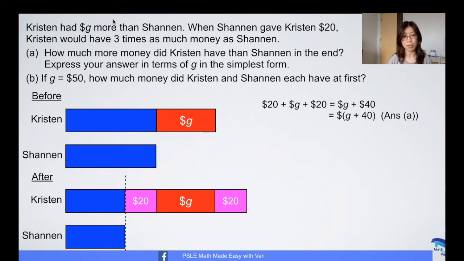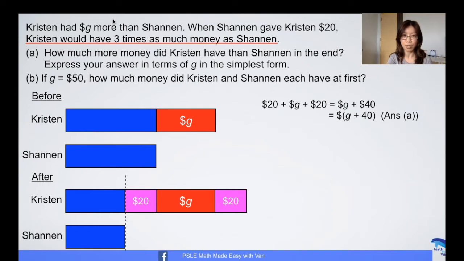And we know that this is the portion that is more. So how would I express it? It is actually $20 plus G plus 20. And we are asked to express our answer in the simplest form, so we have to add up the two like terms. It is $20 and $20, so it's G plus $40. Clear?